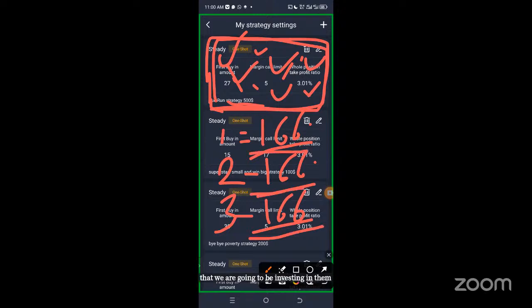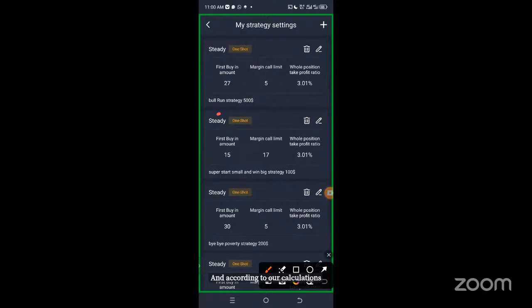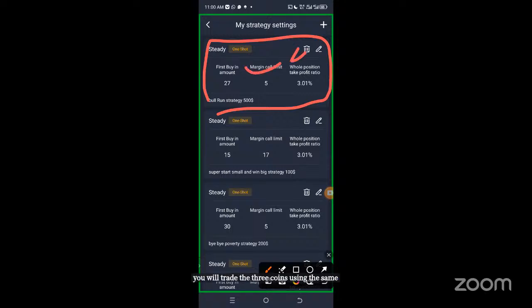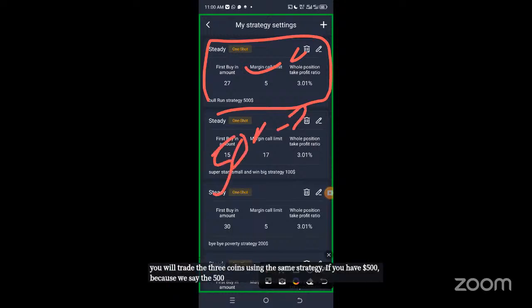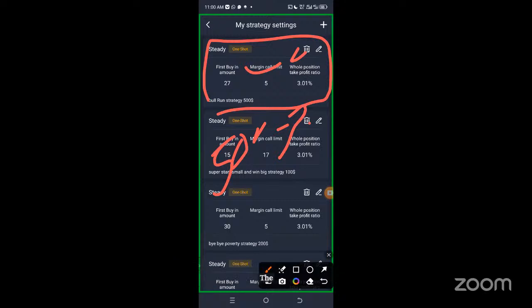And according to our calculations, we have seen that this one takes all. You will trade 3 coins using the same strategy. If you have $500, because we said $500, you are trading 3 coins. The bull run strategy, you trade 3 coins.